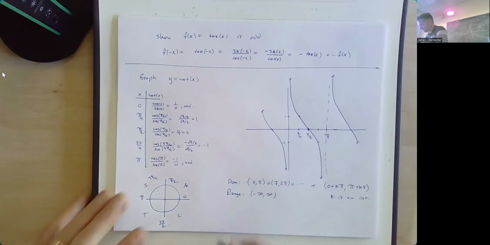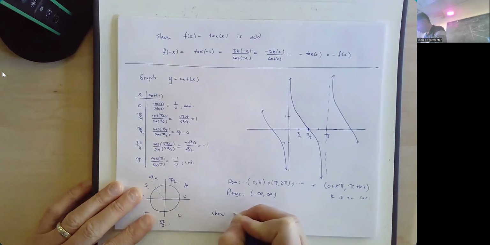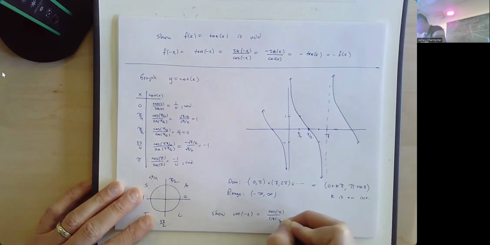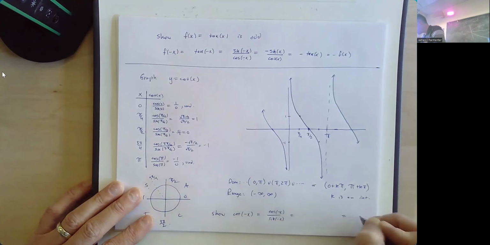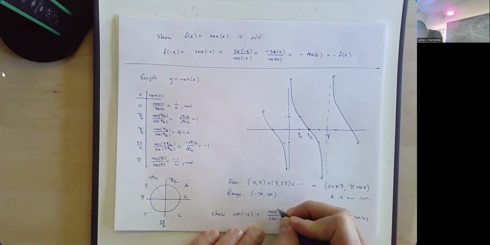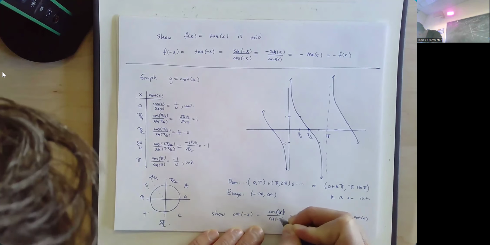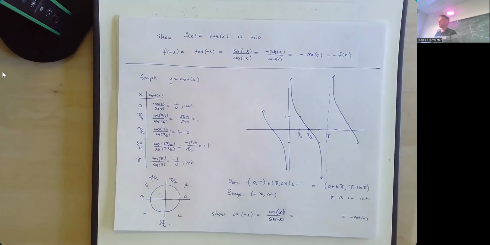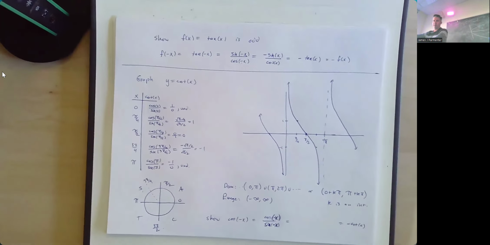All right, I want you all to show it. Take a minute and show that cotangent of negative x, which is cosine of negative x over sine of negative x, is going to equal negative cotangent of x. Actually do it. It's good practice. It's better practice if you can read what I'm writing, though. You need to write larger. Zooming in helps.